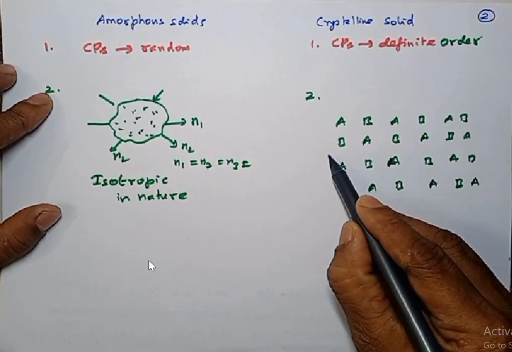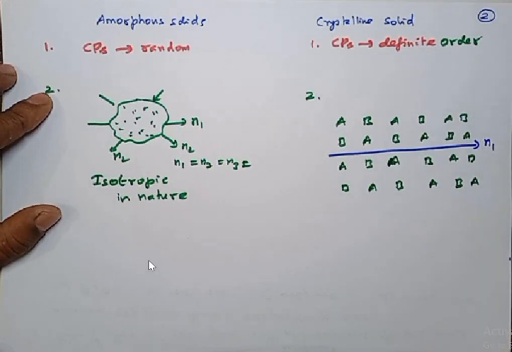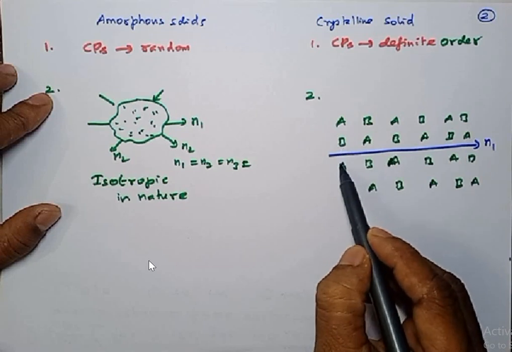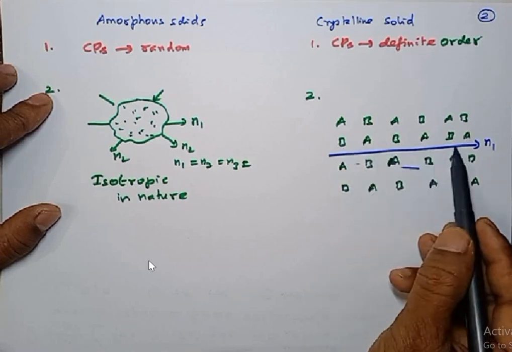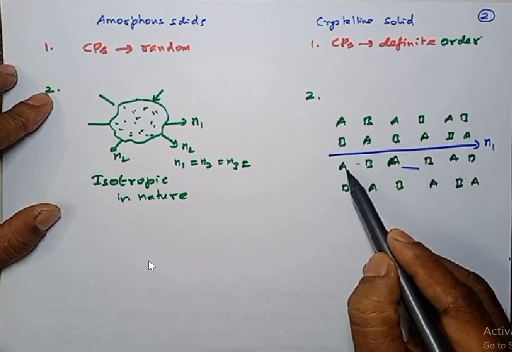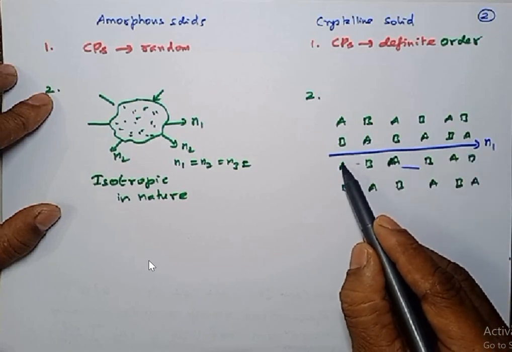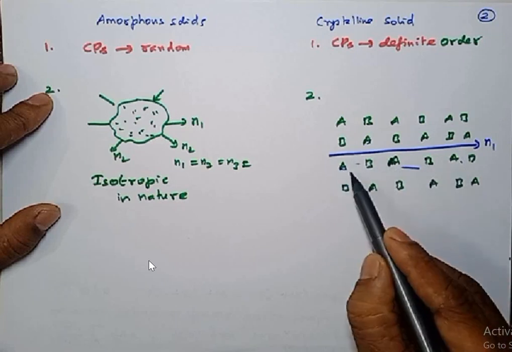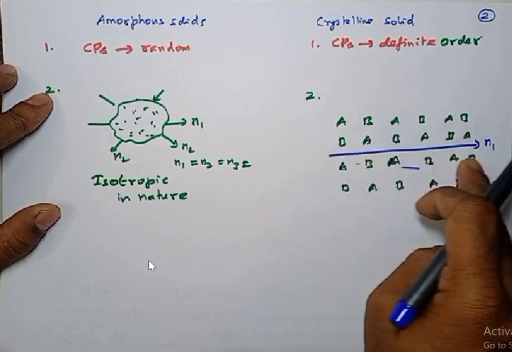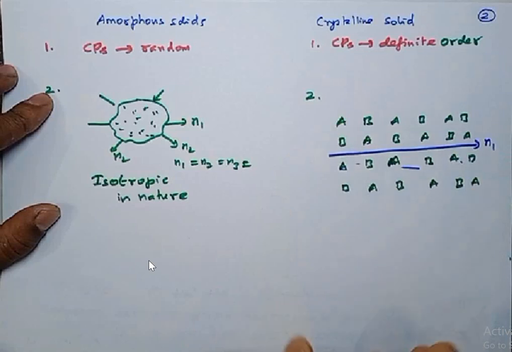Suppose I pass a radiation in this direction, and I measure the refractive index in this direction. Here I have A, here I have B: A, B, A, B, A, B. In the direction of the radiation, you take this arrangement alone: A, B, A, B, A, B, A, B, A, B. So this radiation interacts with the crystal in one way.